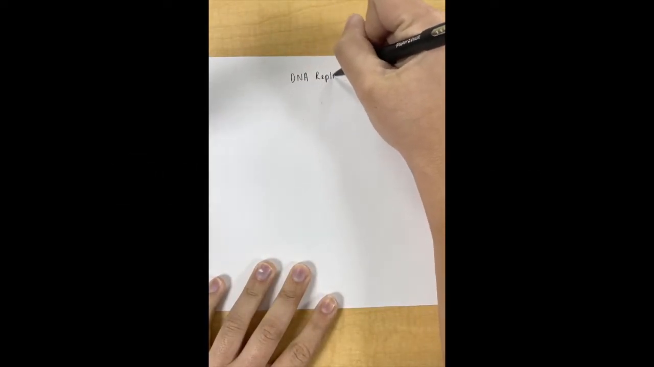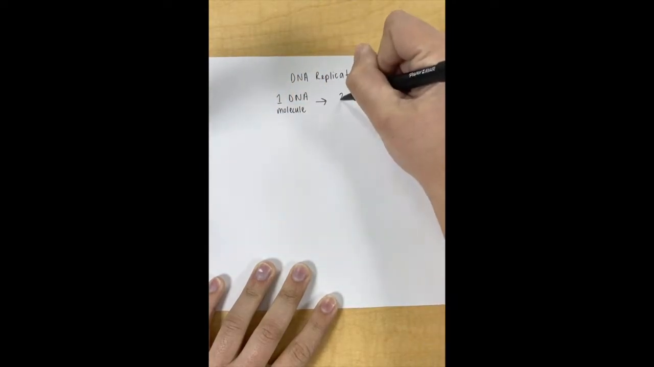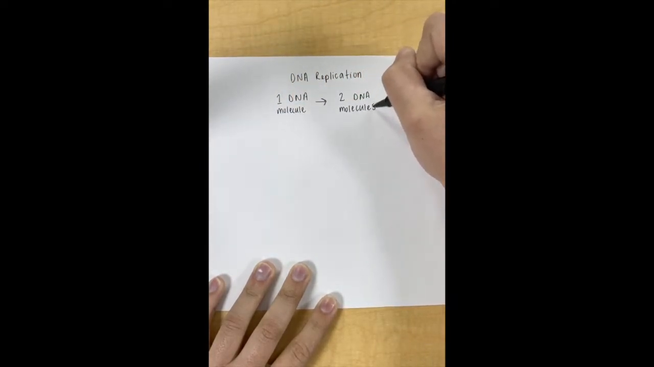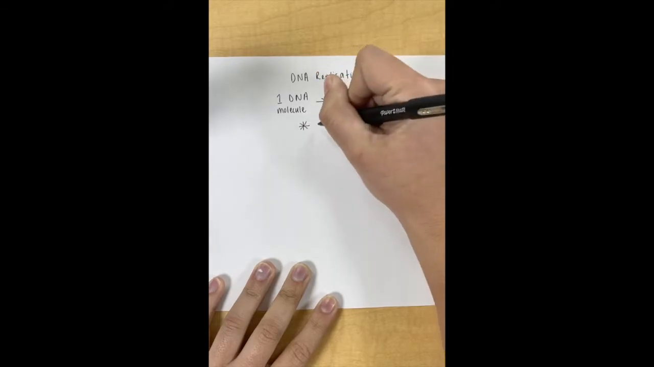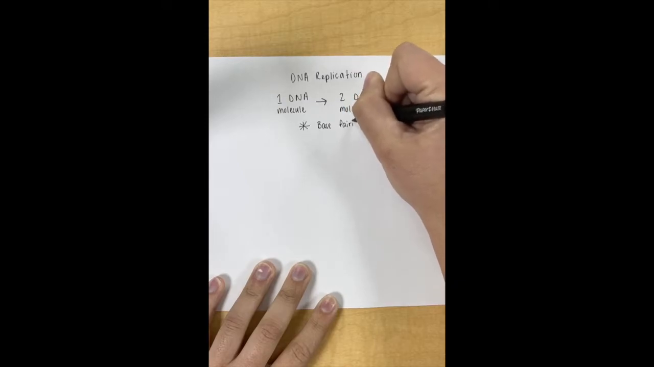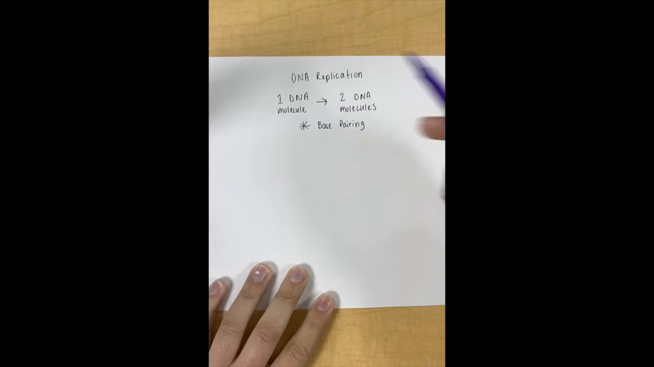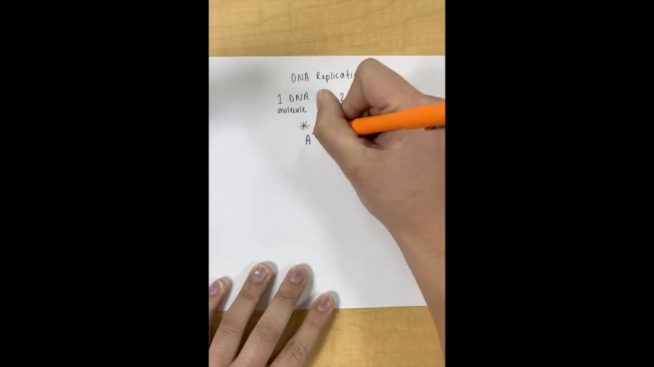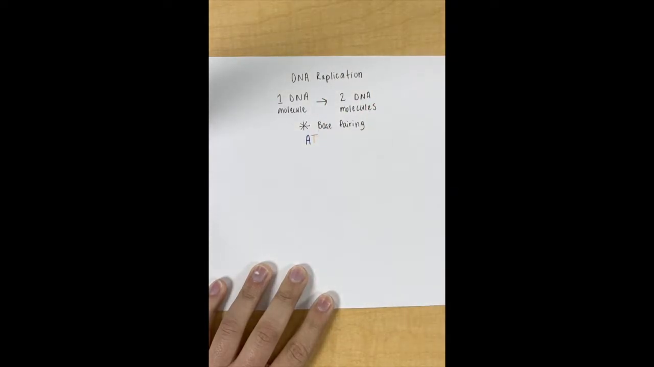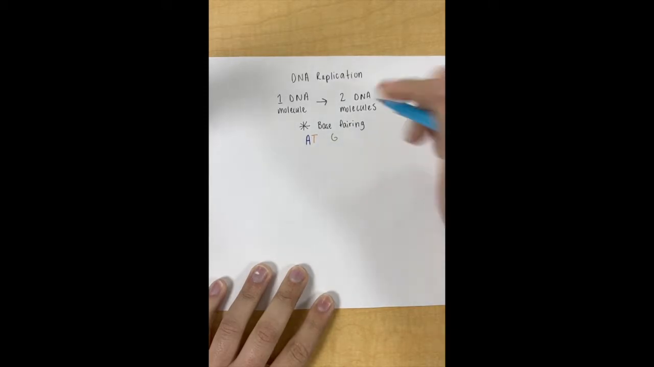DNA replication is when one DNA molecule is copied, resulting in two new DNA molecules. DNA replication is made possible because of base pairing. The bases have an attraction to one another that makes replication possible. And remember, adenine always pairs with thymine, and guanine always pairs with cytosine. This is how the information for DNA replication is in the DNA itself.